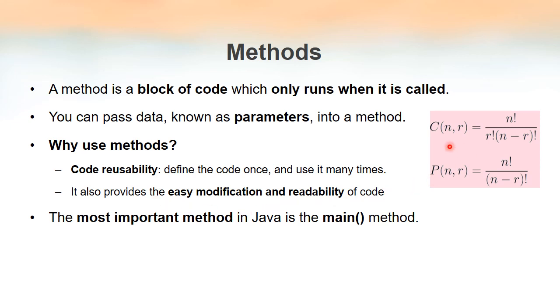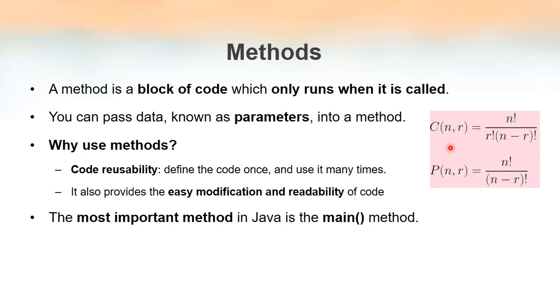We can think of a program where we are going to calculate this equation. This equation represents a mathematical formula for finding the combination as well as the permutation. Suppose we want to write a program whose output must be the result of this formula. As you can see, we have to find the factorial of n, then r factorial, and then n minus r factorial. Then we have to multiply r factorial and n minus r factorial. Then we have to divide n factorial by the product of r factorial and n minus r factorial.